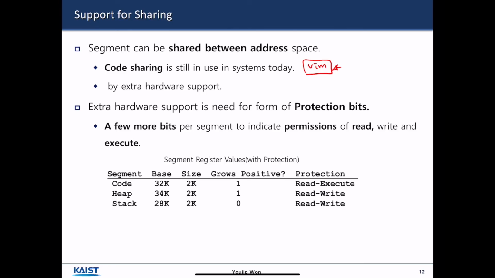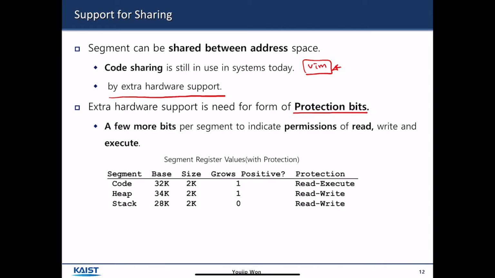the operating system creates a single copy of Vim code, Vim text, and then allows it to be shared among the different users. But in that case, we need extra hardware support. Extra hardware support is needed for protection. So we can also allocate a few more bits per segment to indicate the permissions of read, write, and execute.